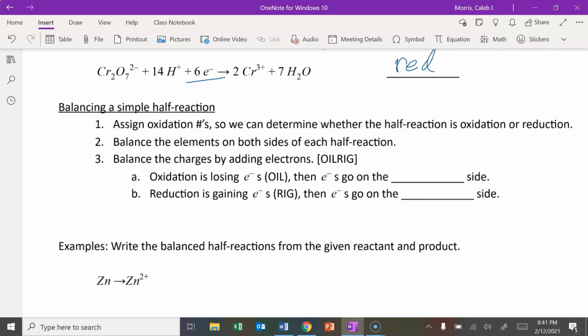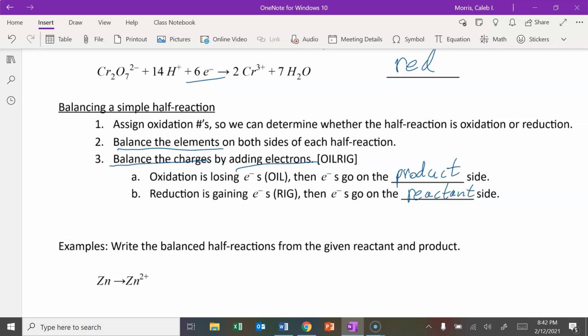Balance the elements on both sides of each half reaction. So that means we need to make sure we have the same number of elements, just the way that we normally would balance a reaction. And then we need to balance the charges by adding electrons. Remember, oxidation is losing, reduction is gaining. OIL RIG. So oxidation is losing, so the electrons will be on the product side. Reduction is gaining, so they'll be on the reactant side.